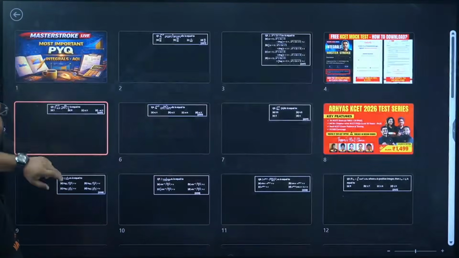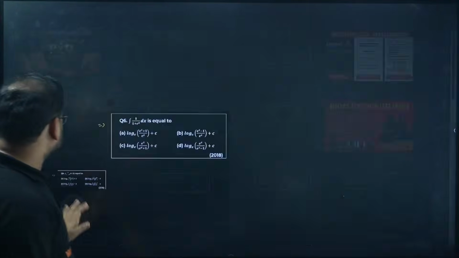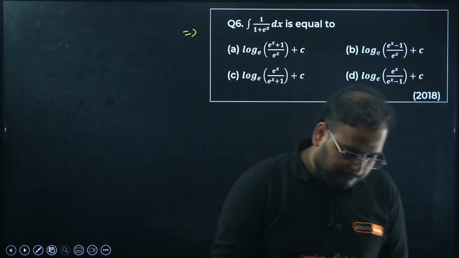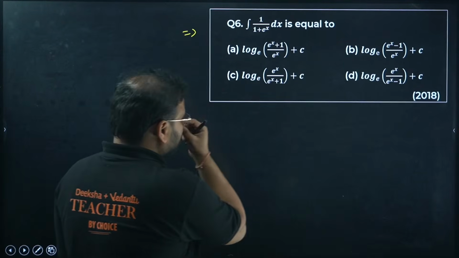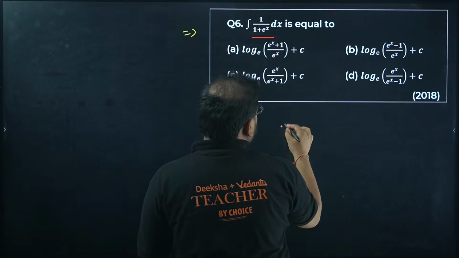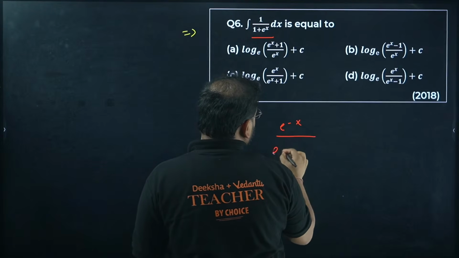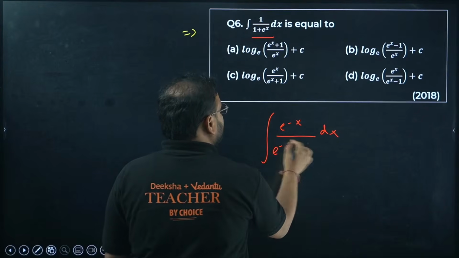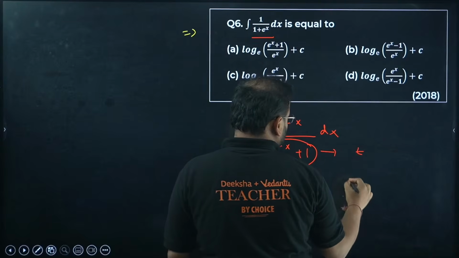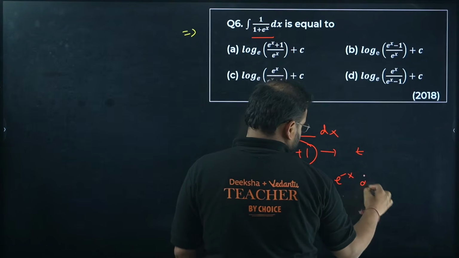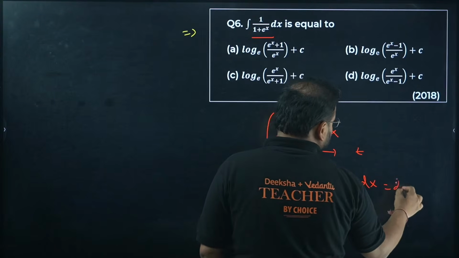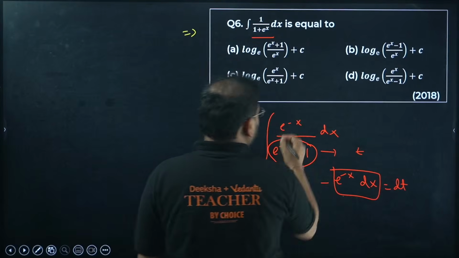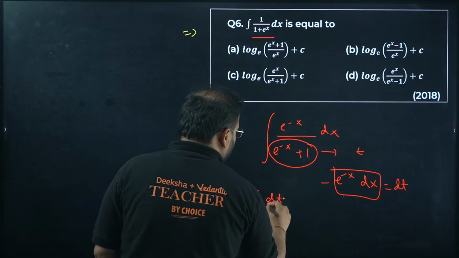Okay, so next we're going to move on to question number 6. Again, the same thing you're going to do. Multiply this with e power minus x over here, and you'll get e power minus x plus 1 in the denominator. Once it is done, take this as t, and you'll get e power minus x dx with a minus sign as dt. So you're getting this value as minus dt. Replace, and you'll get minus dt upon t.